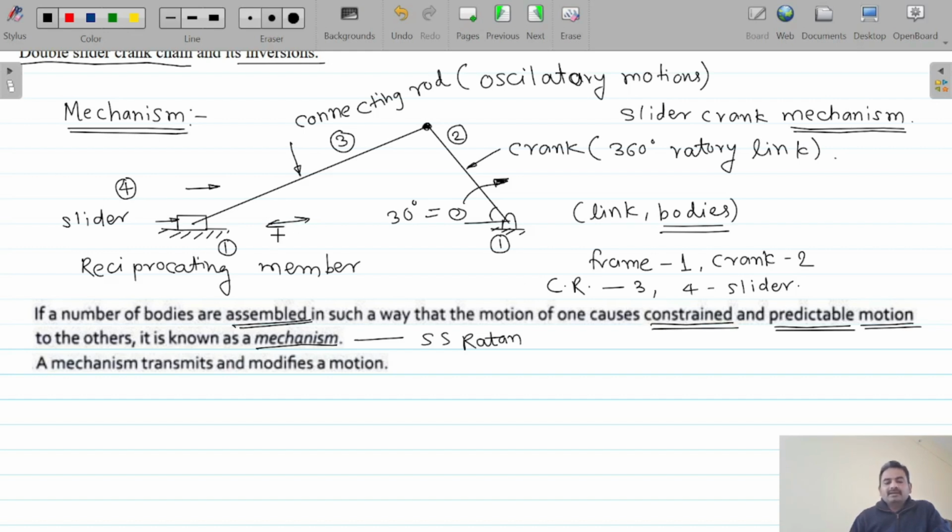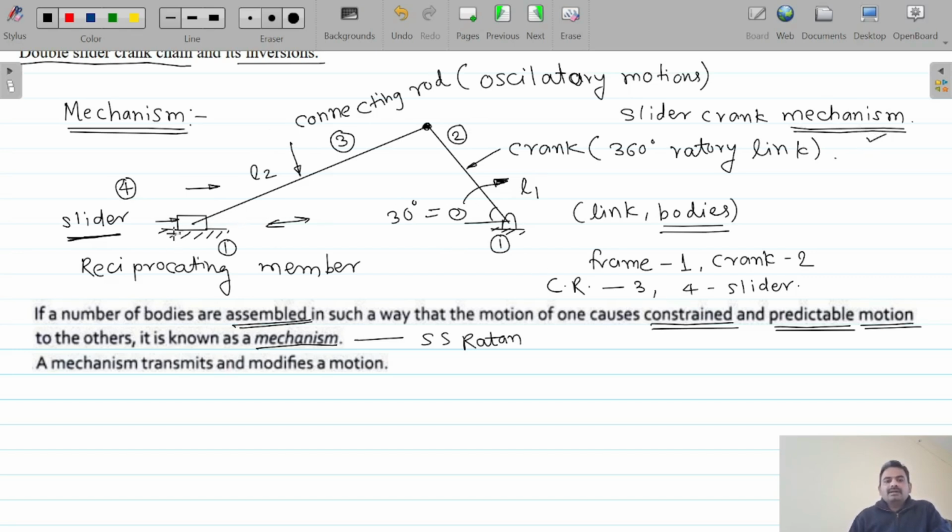Predictable means we can find out the actual velocity of the slider if we know the lengths of our links, that is the length of the crank, the length of the connecting rod, and this angle. If it is known to us, we can easily predict the direction and magnitude of the velocity of the slider. So in our case, a number of bodies are assembled, first thing. Second, the motion is constrained, and third, the motion is predictable. When these three criteria are satisfied, that particular connection of links is known as a mechanism.